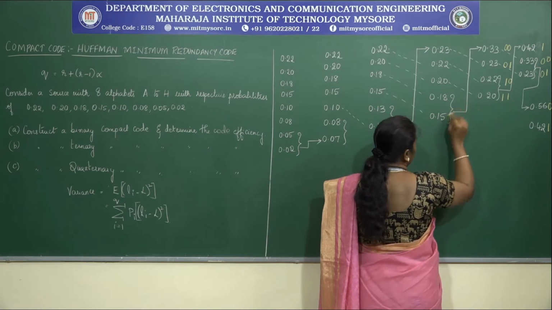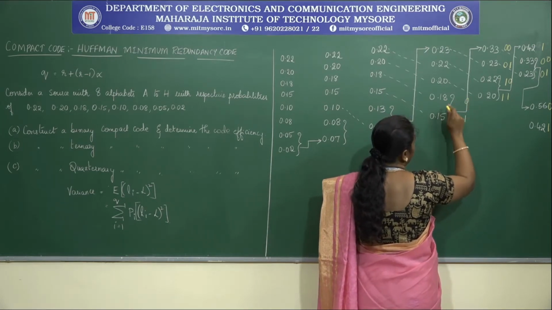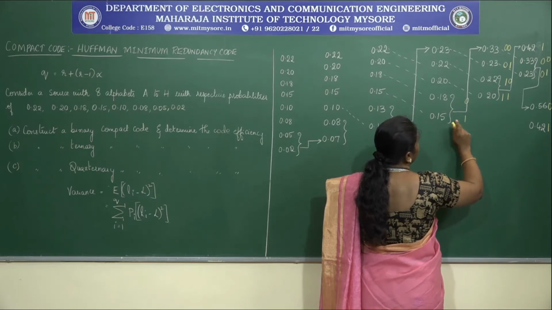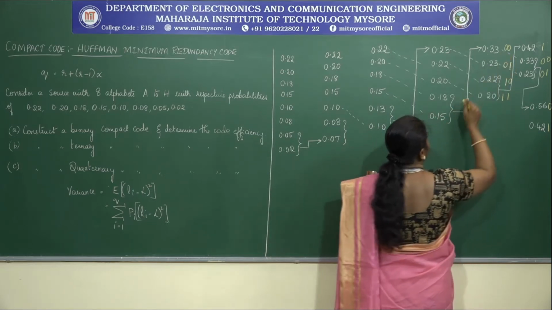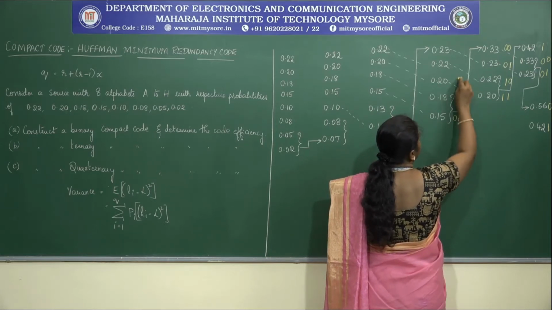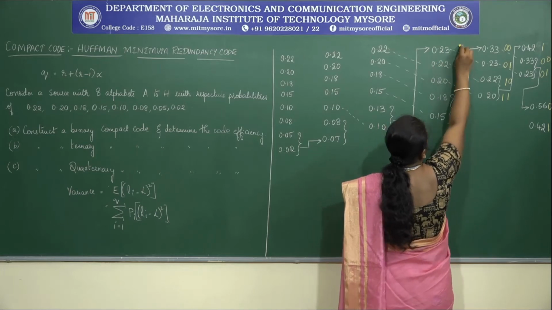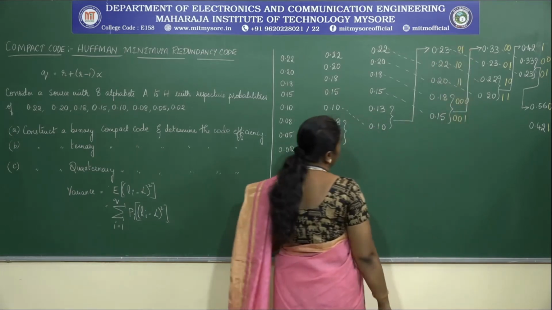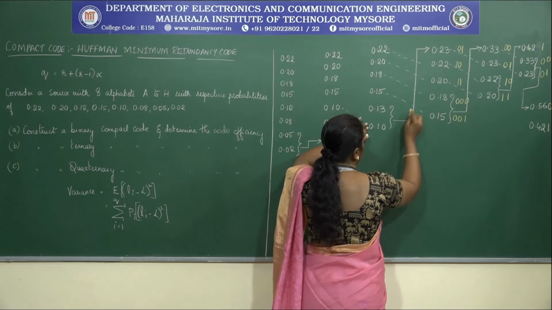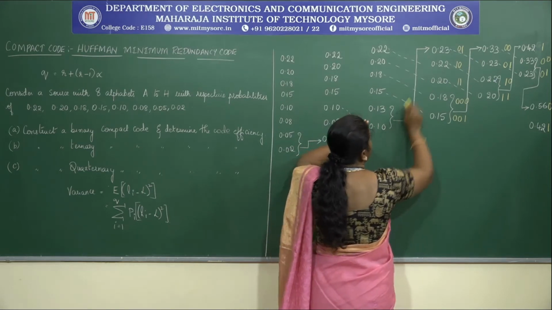Next, the combined of this is 0, 1. The combined sum of this is 0.33. What is the value of 0.33? It is 0, 0. Then 0.20 is 1, 1. 0.22 is 1, 0. 0.23 is 0, 1. Next we have 0.13 and 0.10. The sum of this is 0.23.